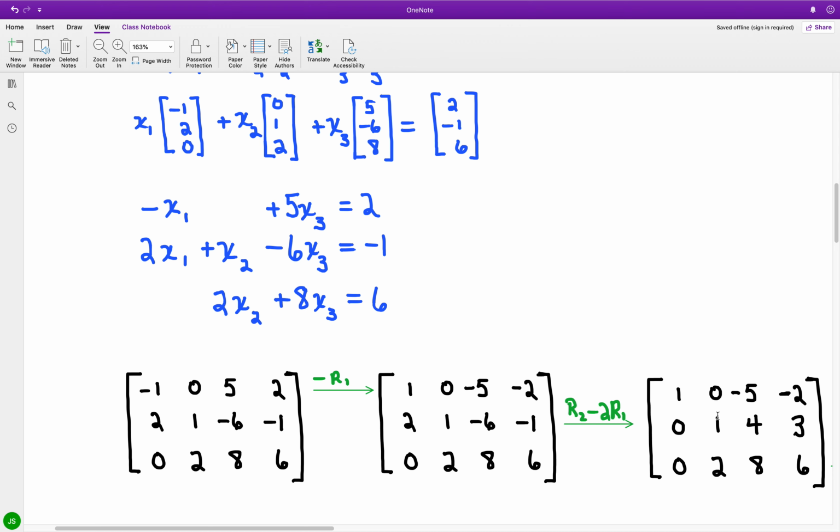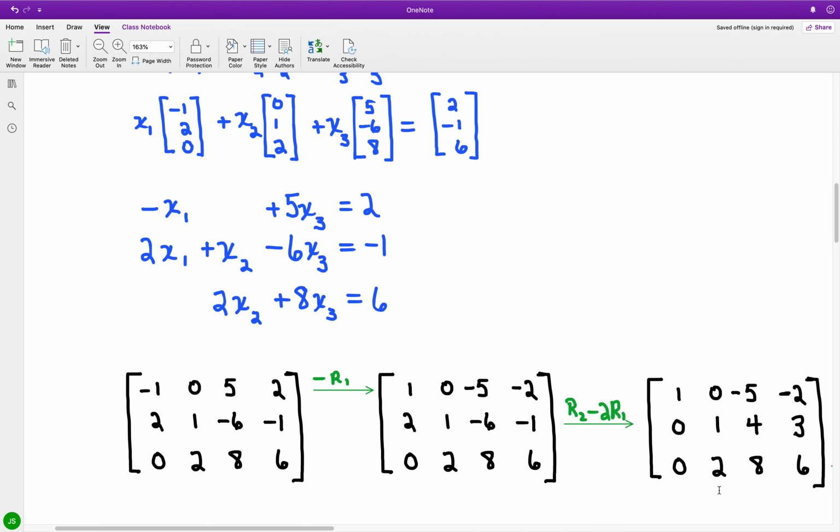Again, we have our pivot positions: the upper left hand corner 1, and now the 1 located in the second row in the middle. I'm going to convert this 2 into a 0. So I'm going to take the third row and take away twice the second row. For what we will have here, we have 0, 0, 2 minus 2 is 0, 8 minus 2 times 4 is 0, and 6 minus 2 times 3 is also 0. So we have a 0 row, and the last row says 0 equals 0, and that is going to be true.